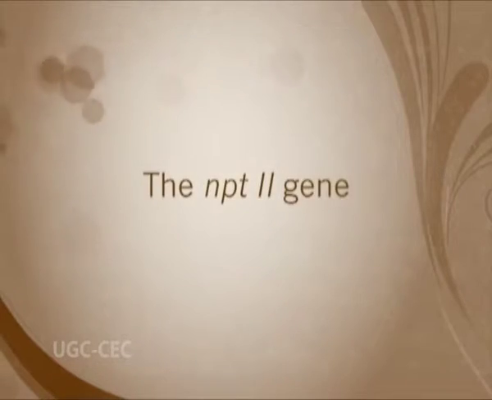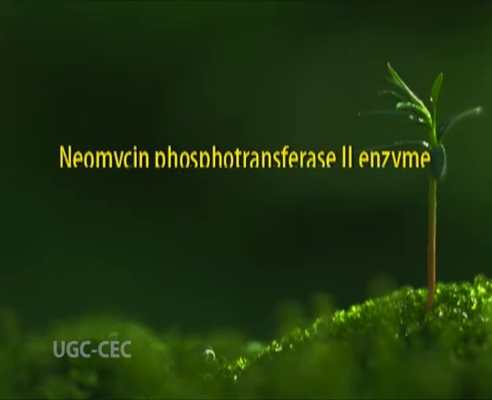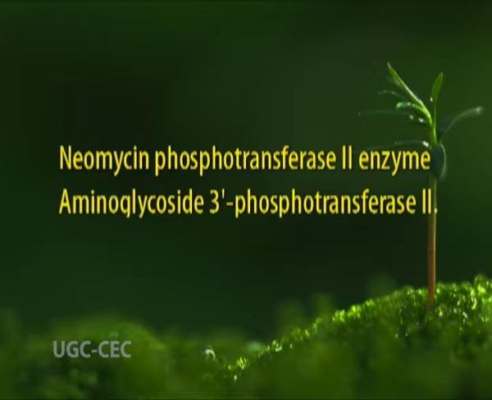These genes correspond to the first genes successfully used to select transgenic plants. The genes code for antibiotic resistance and are isolated commonly from bacteria. The NPT2 gene was isolated from the E. coli transposon Tn5 and codes for the neomycin phosphotransferase 2 enzyme, also known as aminoglycoside 3-phosphotransferase 2.